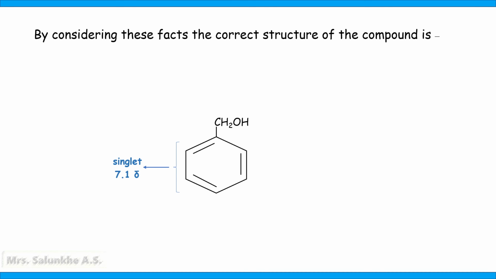There are 3 sets of protons. Phenyl group protons give a singlet at 7.1 delta. OH group proton gives a singlet at 3.7 delta, and CH2 group protons give a singlet at 4.4 delta. And this is the answer for this problem.